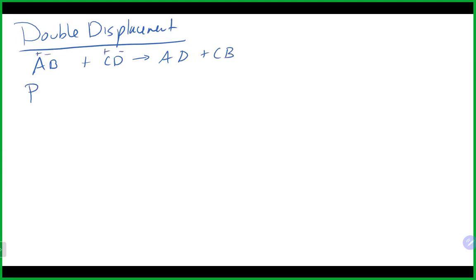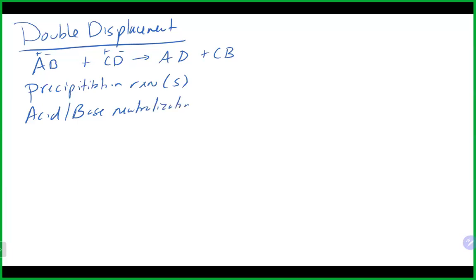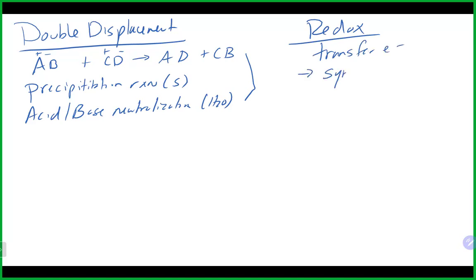And underneath there, more specifically, you could classify that as a precipitation reaction where a solid is formed. You could also have your acid-base neutralization reactions where water is formed. And remember, there is no transfer of electrons happening in either of these. Under the big classification of redox reactions where you get a transfer of electrons, you can more specifically classify that as a synthesis or combination reaction where two things make one thing.